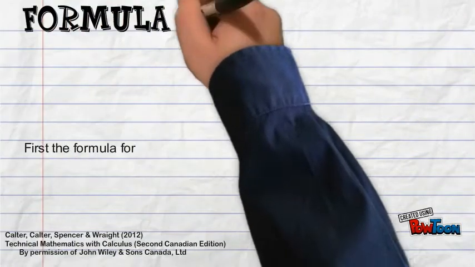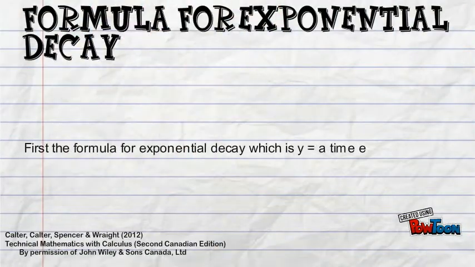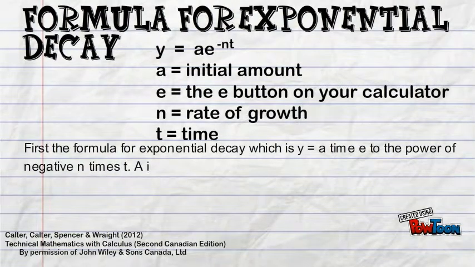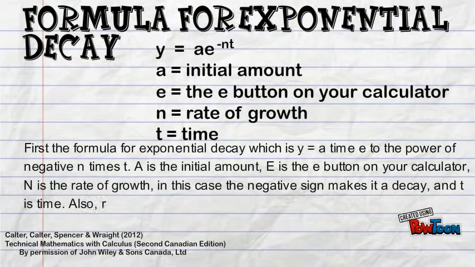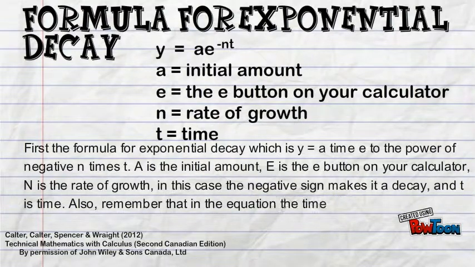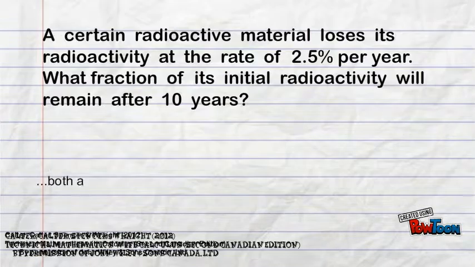First, the formula for exponential decay, which is y equals a times e to the power of negative n times t. A is the initial amount, e is the e button on your calculator, n is the rate of growth. In this case, the negative sign makes it a decay, and t is time. Also remember that in the equation, the time units of n and t must agree. In our case, both are in years, so it's okay.